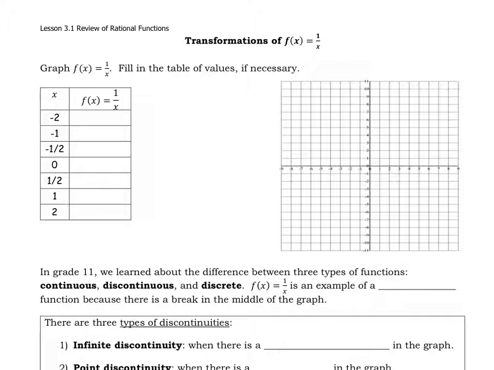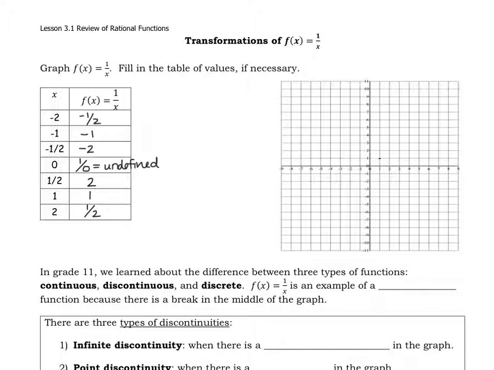When x is negative 2, the reciprocal value is negative 1 over 2. When x is negative 1, the reciprocal is negative 1. When x is negative 1 over 2, the reciprocal of negative half is negative 2. And then when x is 0, we have 1 over 0, which ends up becoming undefined. So the reciprocal of 0 is undefined. And then for the positive arm, reciprocal of half is 2, reciprocal of 1 is 1, reciprocal of 2 is half. Okay, so let's take that over here to our graph.